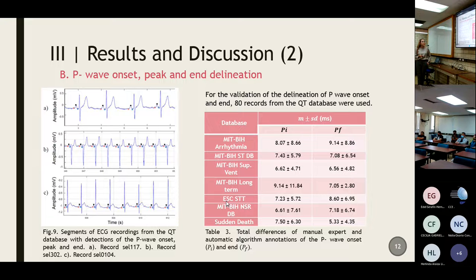The result for the P wave delineation. For this validation, we use AV records from the QT database. Also, for the validation of the R wave, we use the QT database. Here we use, as I say, AV records. And here in table number 3, we can see the total difference of manual experts and automatic algorithms annotation of the P wave onset and end. And here a segment of ECG recording from this database with different morphologies.